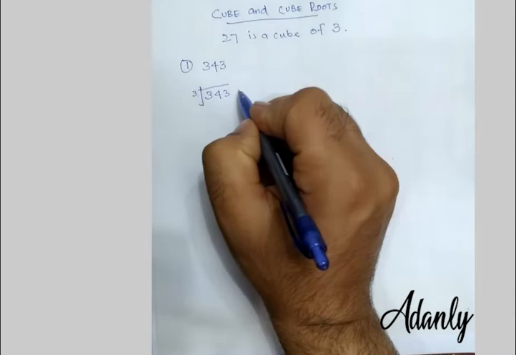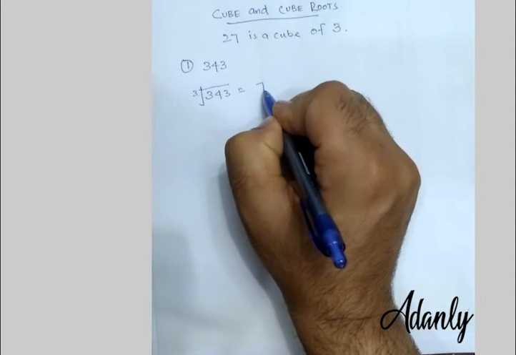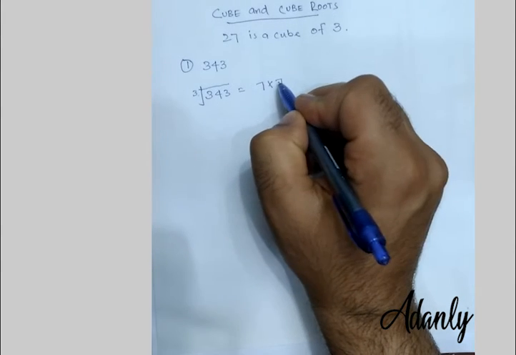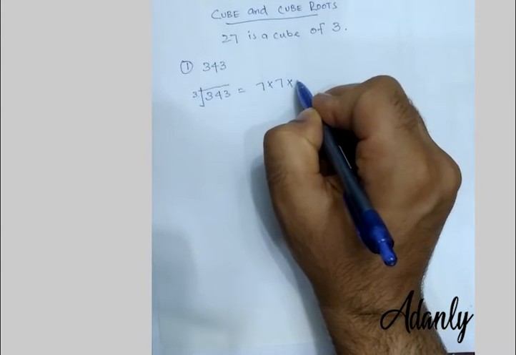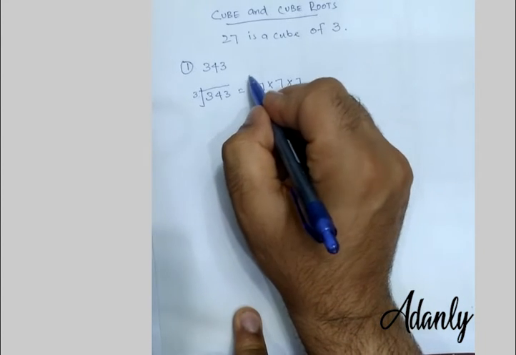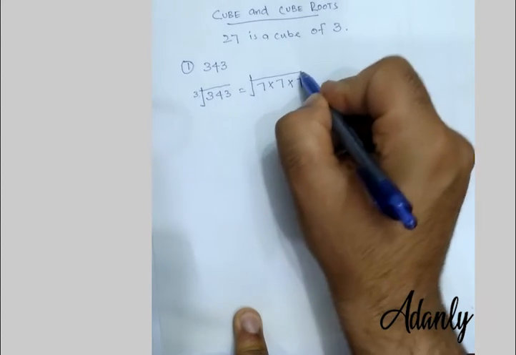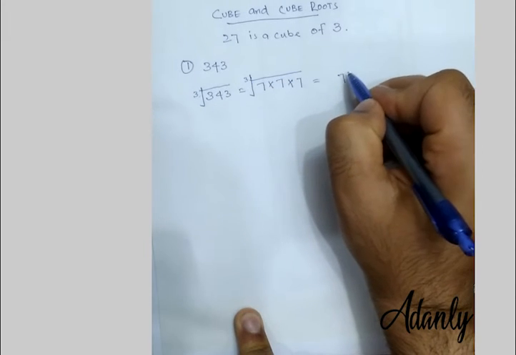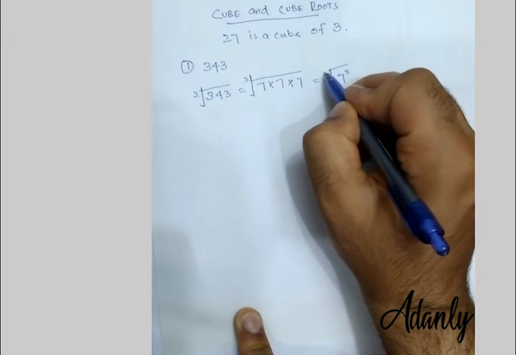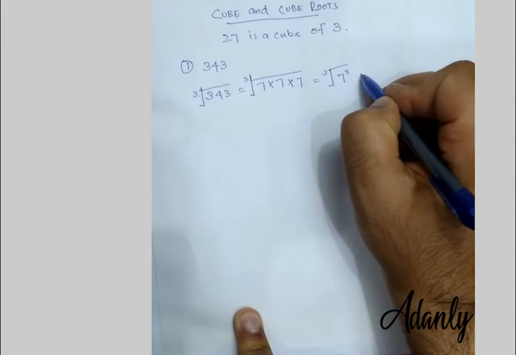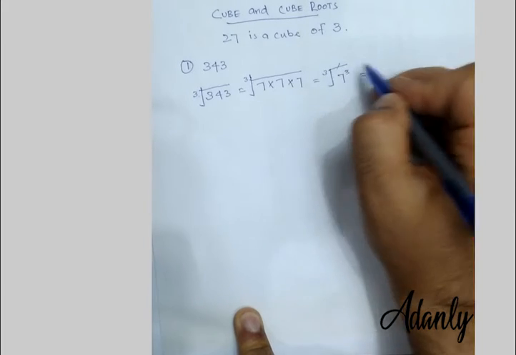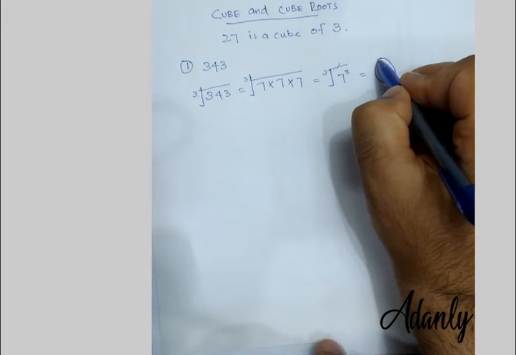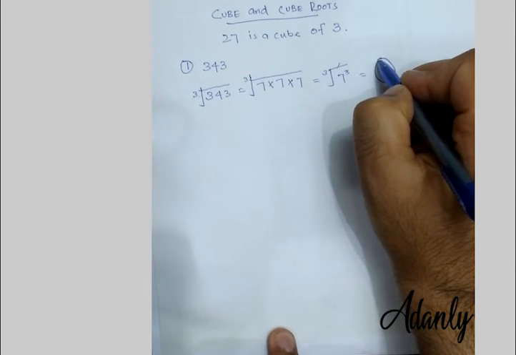So I can think of 7. How about we multiply 7 with 7? It will give us 49, and if we multiply it again with 7, it will give us 343, and write the radical sign over it. So now we can write it as 7 cubed under the cube root, and we can cancel it with this, and we can write it as 7. So 7 is the cube root of 343.